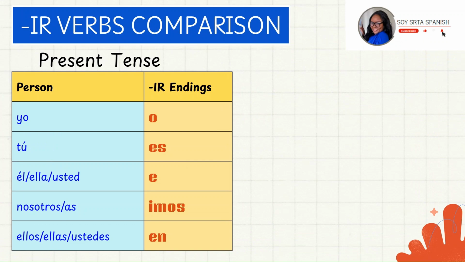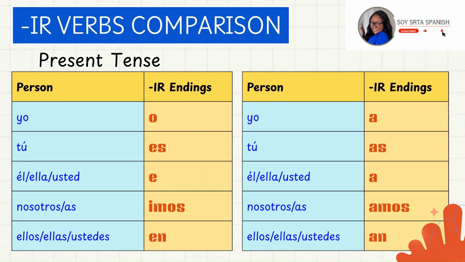Now, IR verbs basically follow the ER endings. These are the endings for IR verbs in the present tense. And as you can see here, they're the same as what the ER endings in the subjunctive mood would be. So that's one less thing to learn. So ER and IR verb endings are the same in the subjunctive. They're both a, as, a, amos, an. In that case, let's move right along to our example.